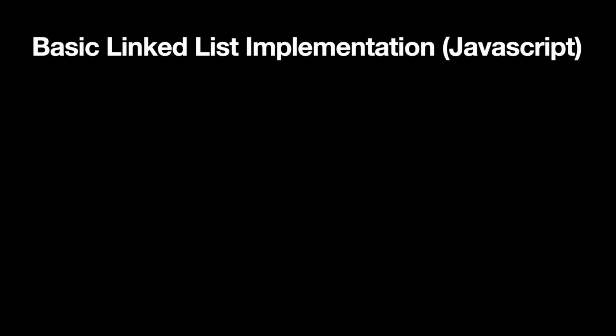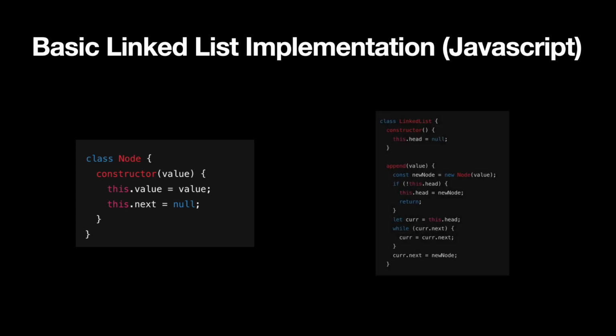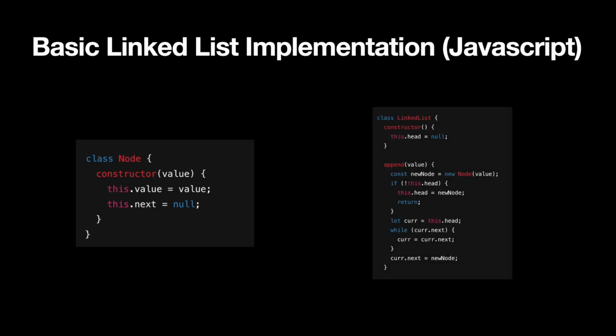Here's a basic linked list implementation in JavaScript. Firstly, you would have a node class with two attributes being the value and a pointer. Then in your linked list, you would have just one attribute being a reference to the head node, and then you could have any number of methods. Append isn't the only one. You could have delete, you could have insert, etc.